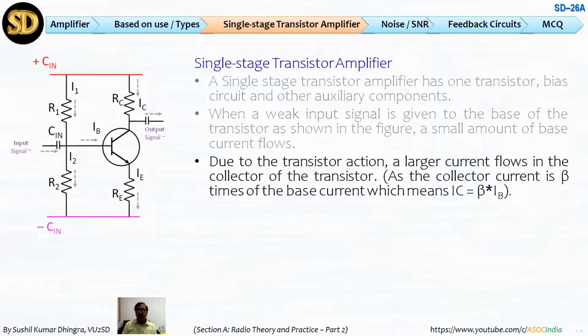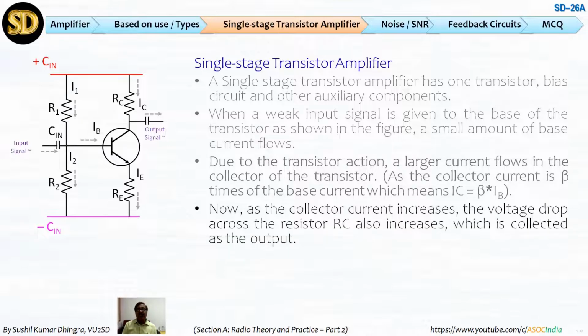Go through that one. So this amplification of input signal to output signal depends on IC, the collector current, and beta and IB, the current at the base. So this will decide how much amplification will come out. Now as the collector current increases, the voltage drop across the RC will also increase, which is collected as the output.